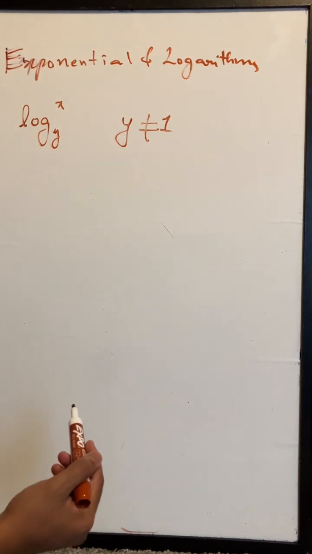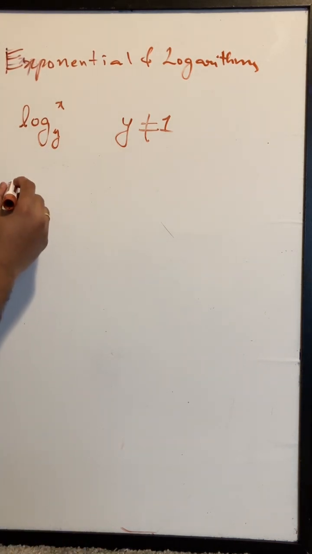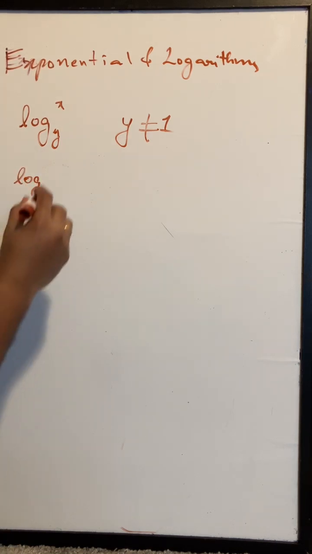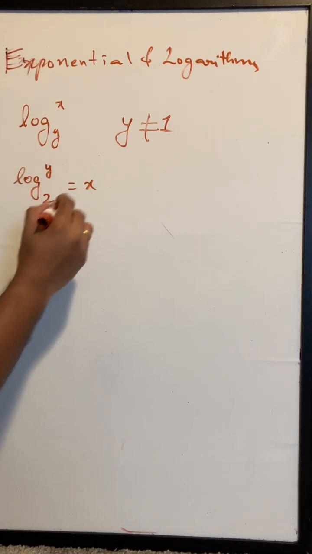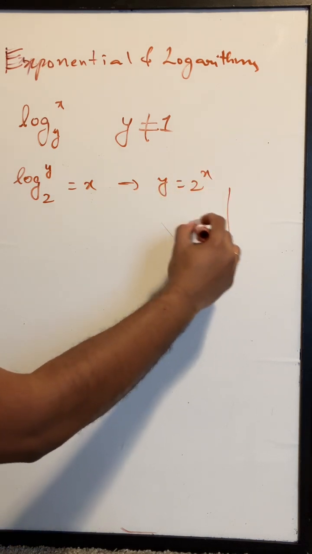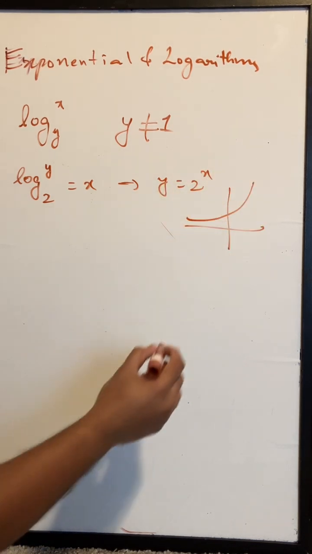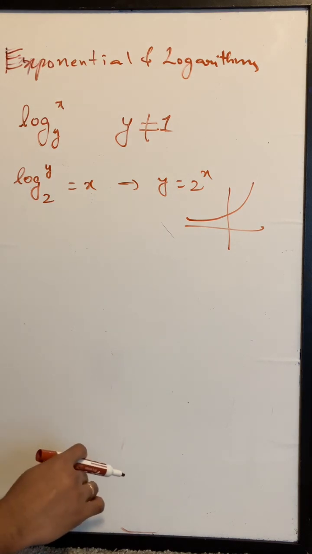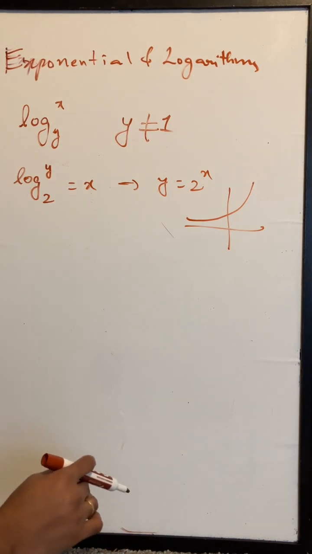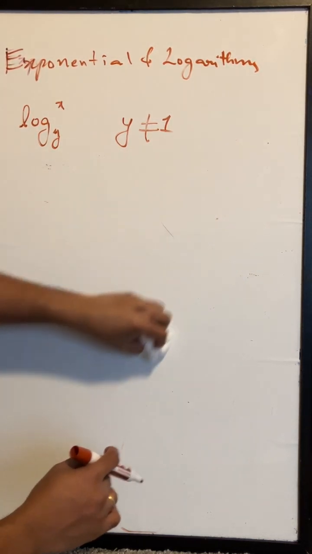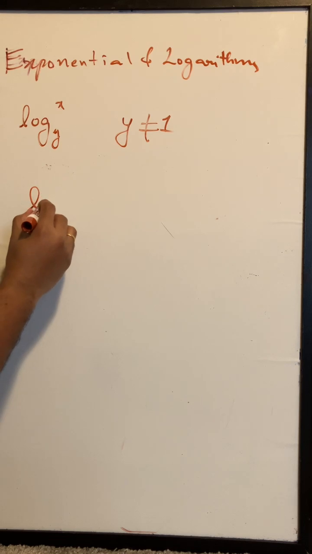Let's look at this. We have seen that log y base 2 equal to x, then y equal to 2 power x, and we plotted the graph. It looks like this. It is all done in our old classes. If you want, you can refer to my old classes and see that. Here we are talking about base 1, right? Let's see what happens with base 1.